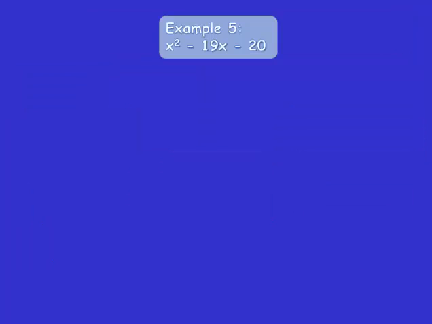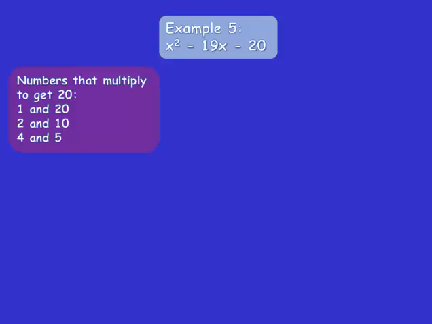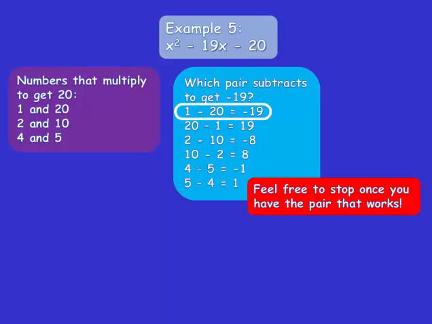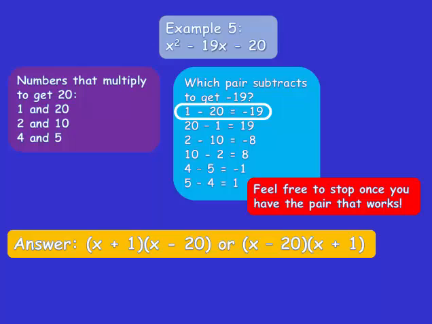Example 5. X squared minus 19x minus 20. Numbers that multiply to get 20 are 1 and 20, 2 and 10, 4 and 5. Which pair subtracts to get negative 19? 1 minus 20 equals negative 19. Feel free to stop once you have the pair that works for your problem. So our answer is x plus 1 times x minus 20 or x minus 20 times x plus 1.